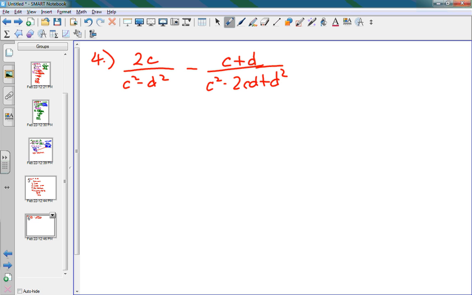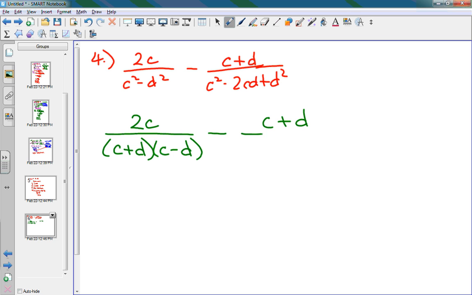Before you can find the least common denominator, you factor everything out. Can I factor c squared minus d squared? Sure can. C plus d times c minus d. Correct? Minus c plus d over here. Can I factor c squared minus 2cd plus d squared? You bet your bottom dollar I can. C minus d times c minus d.